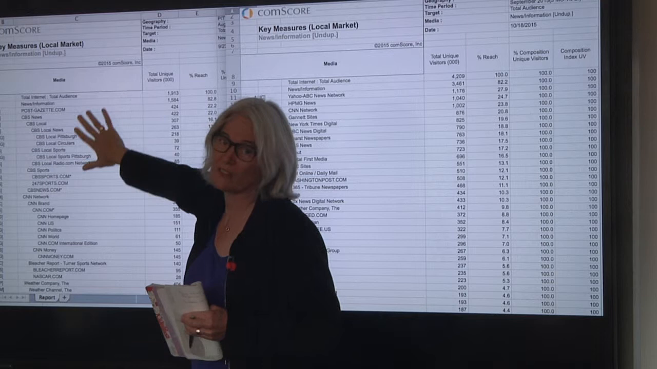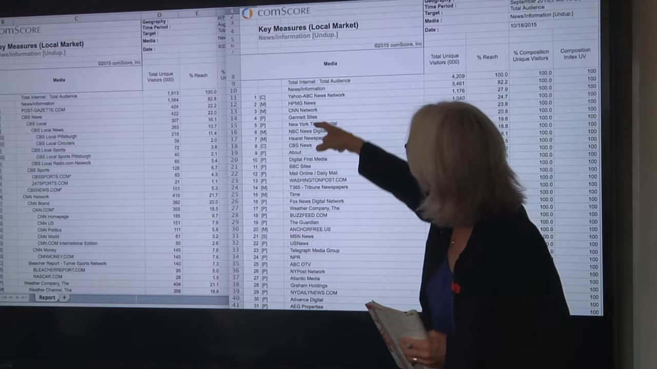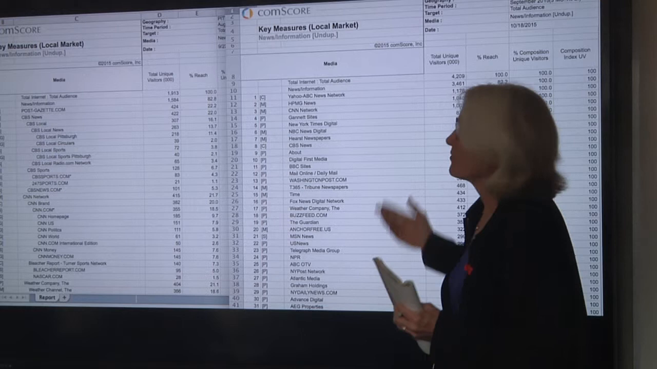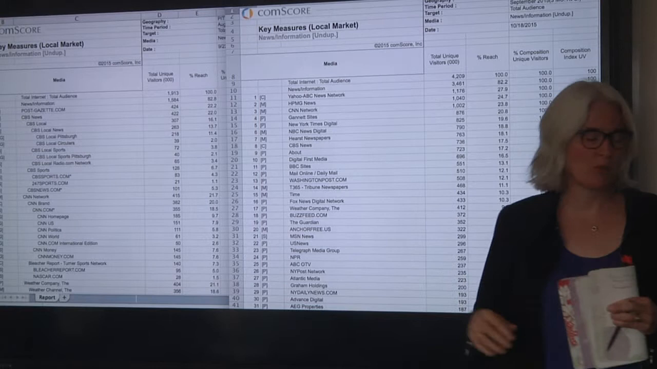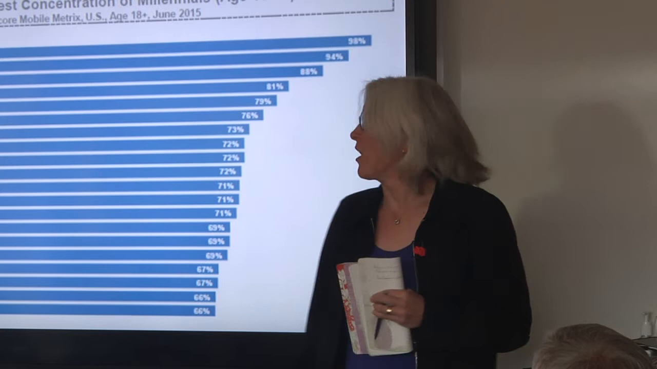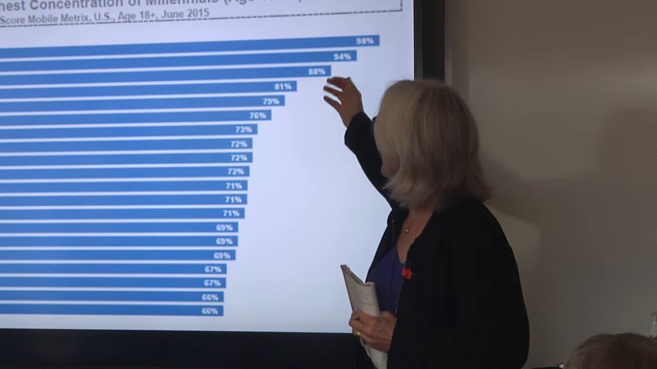So the local news organizations are going to be buried in here within their parent companies, but Yahoo's number one there, and CNN is up in there too. But this is the type of information. So ComScore, Nielsen, not a lot of actionable things for you, although this is a report they did talking about the apps with the highest concentration of millennials.